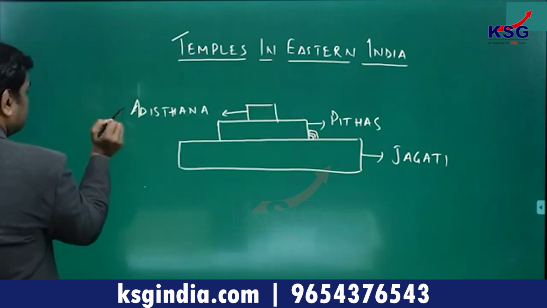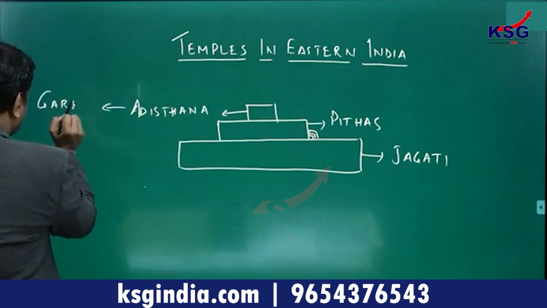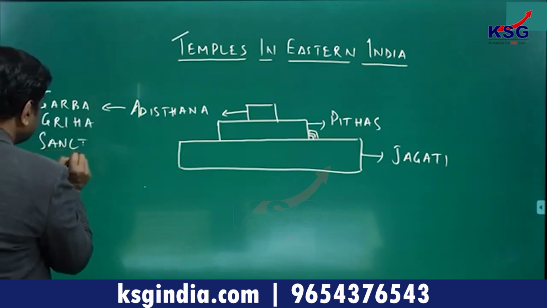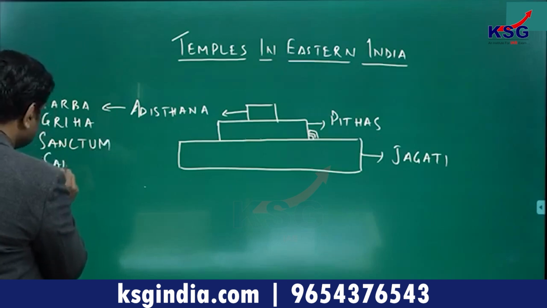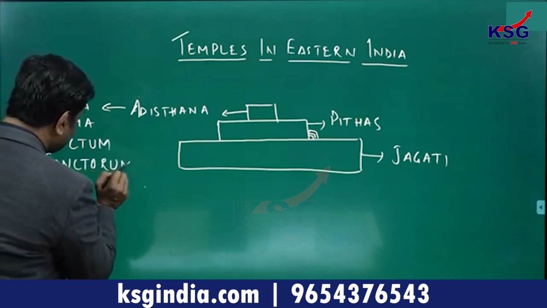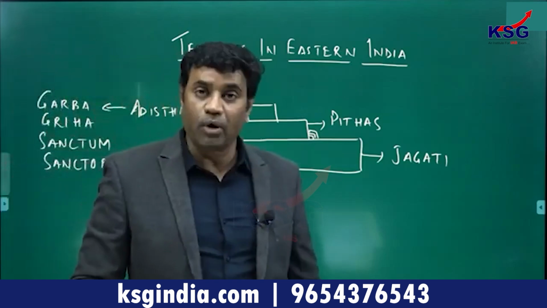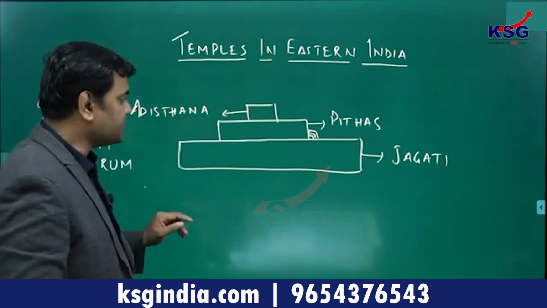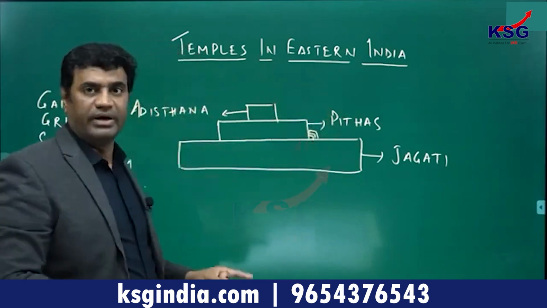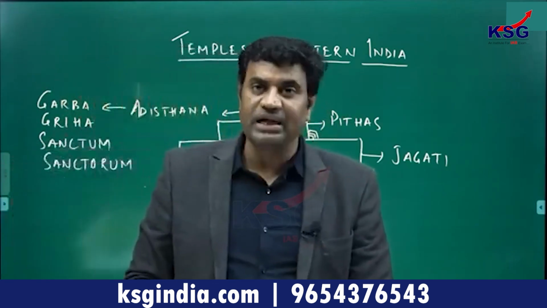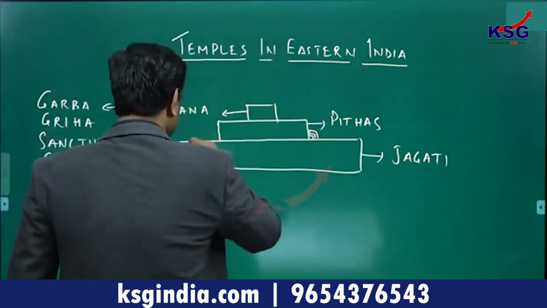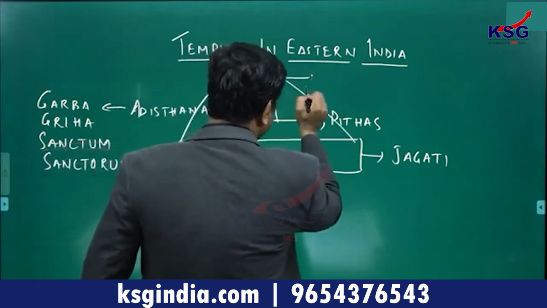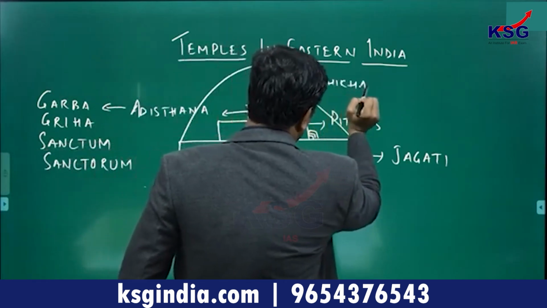So Adhisthan can be termed as Garbhagriha. In English, we call it the sanctum sanctorum. This is one important thing. Above this, the main idol of the god is also created, and this whole structure is covered with a curvilinear tower. This curvilinear tower is known as Shikhar.